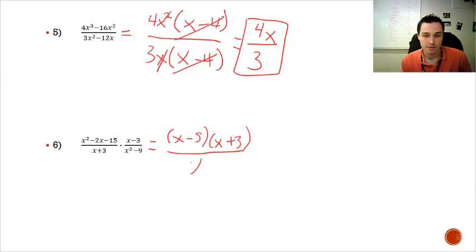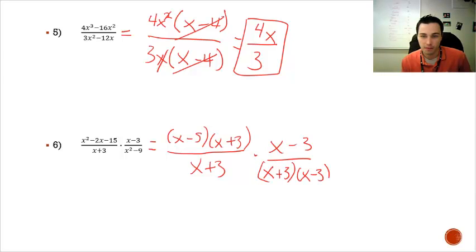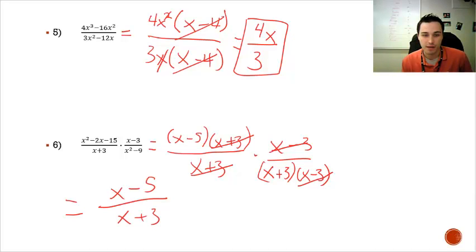On bottom I still have the x plus 3, and then the x minus 3, and then now this bottom one here, x squared minus 9, is difference of squares, which factors into x plus 3, x minus 3. And now I can go through and I can start canceling some things. As we see here, I've got an x plus 3, I've got an x plus 3. I've got an x minus 3, I've got an x minus 3. So then the only things that remain on top would be the x minus 5, and on bottom, the x plus 3. So that's my answer for that one.